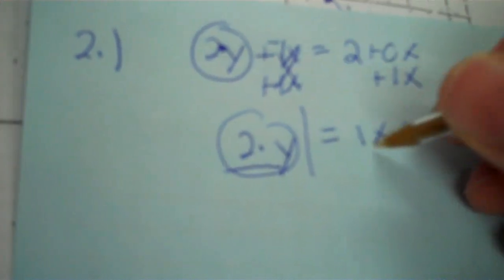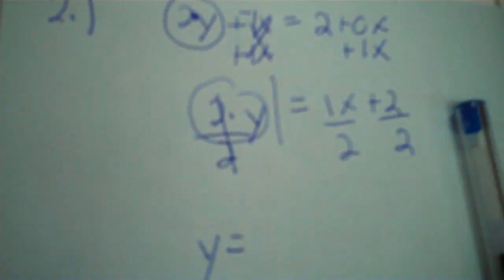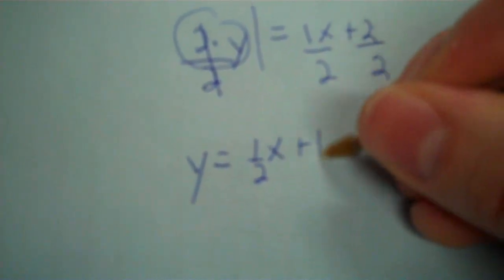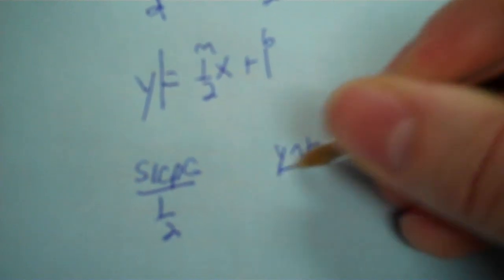Okay, so you divide everything by 2. Now 1 divided by 2 is not 2, that's a decimal. Okay, so you keep it 1 over 2. 1 over 2x. 2 divided by 2 is 1. Now you have your m and your b. So the slope is going to be 1/2, and the y-intercept is positive 1. So I go up 1, forward 2.